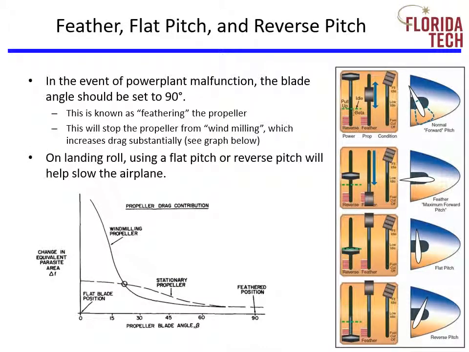In the event of power plant malfunction, the blade angle should be set to 90 degrees. This is known as feathering the prop. This will stop the propeller from windmilling, which actually increases drag substantially, and you can see that in the graph below. On landing roll, using a flat pitch or reverse pitch will actually help slow the airplane down.